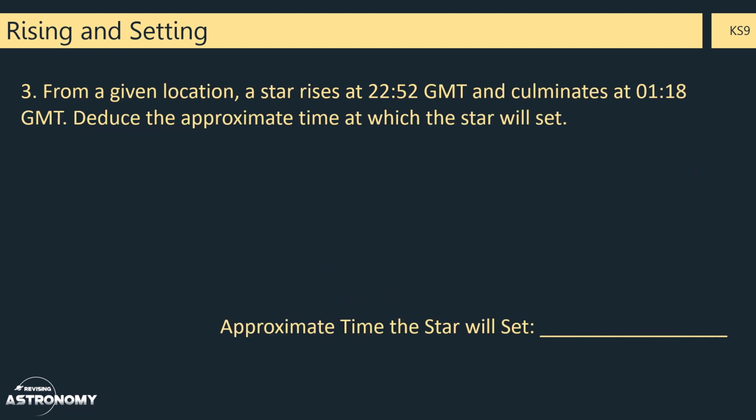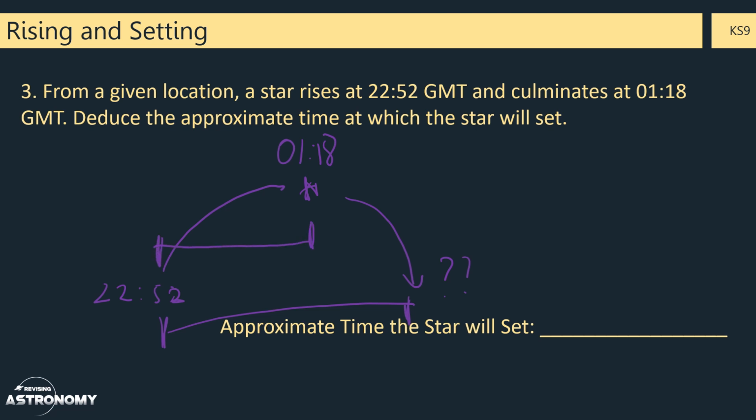From a given location, a star rises at 22:52. And we know that this time it culminates at 18 minutes past 1 in the morning. It's asking us at which time the star will set. We know that the time it takes to go from rising to setting will be twice the time it takes to go from rising to culmination. So first, we need to work out the time between 10:52 and 1:18 in the morning.